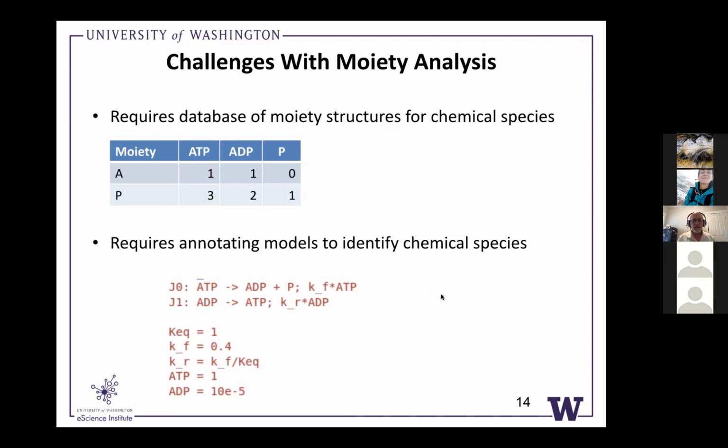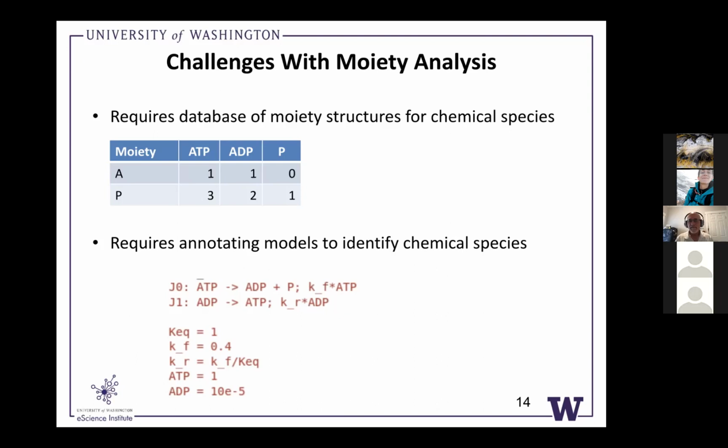And then the other thing you need to do is be able to relate. Once you see a chemical species, you have to know what it is so you can figure out its moiety structure. So this is an annotation problem. I think elsewhere, I don't know, have we already talked about annotations?